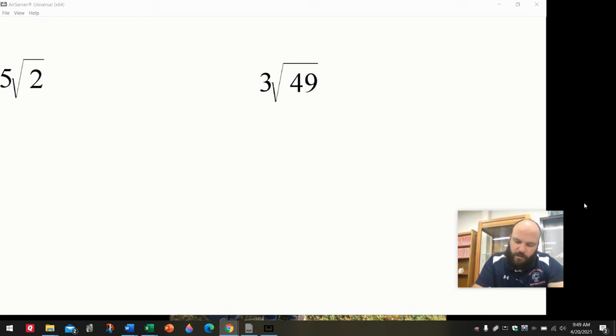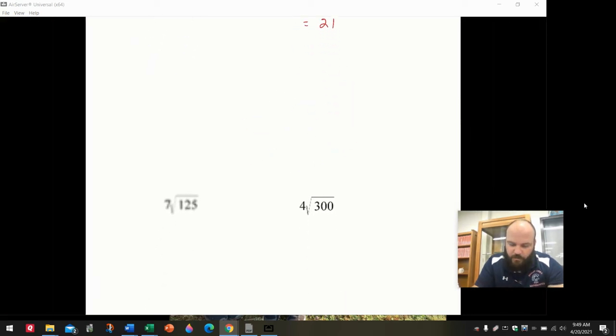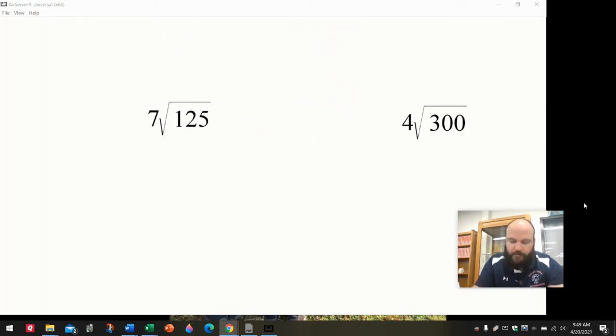So what you see here is we only want to really worry about the square root for right now. That's the square root of 49. The square root of 49 actually becomes 7, and that 7 then simply multiplies the 3 to give you 21. And that's it. That's how that problem is done. Show you one or two more like that.